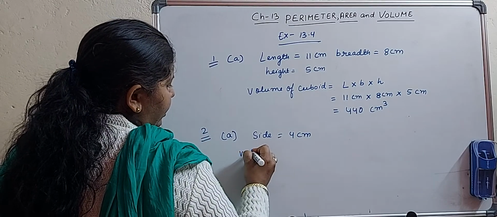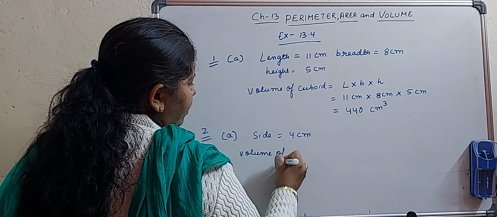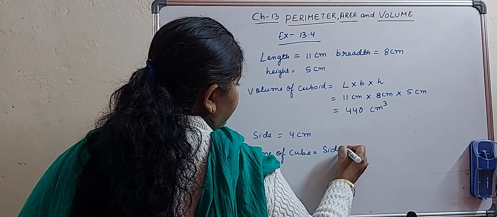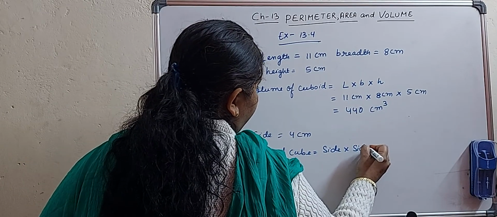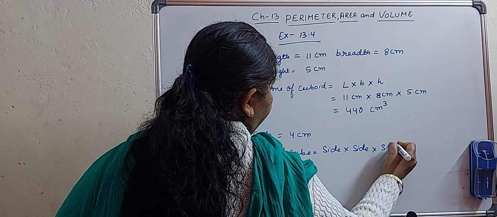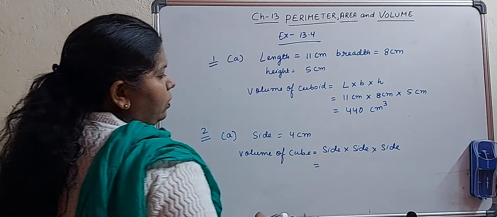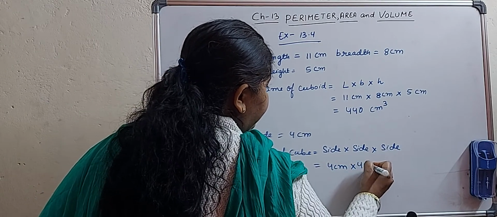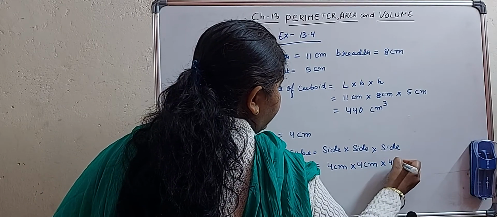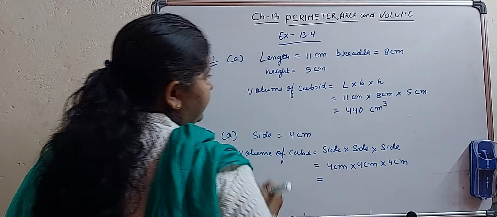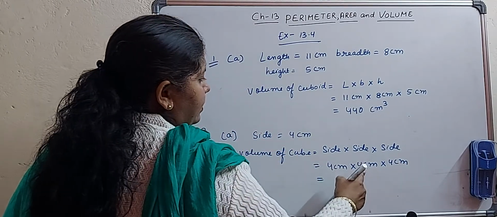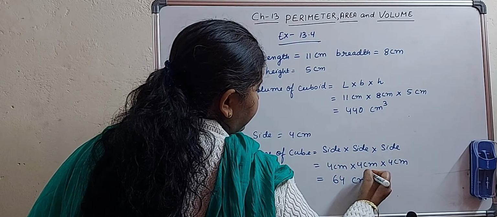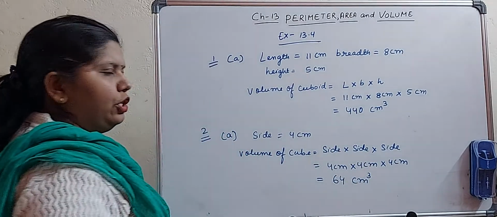So we know that volume of cube equal to side into side into side. That is equal to 4 centimeter into 4 centimeter into 4 centimeter. That is equal to 4 4s are 16, 16 4s are 64 centimeter cube.